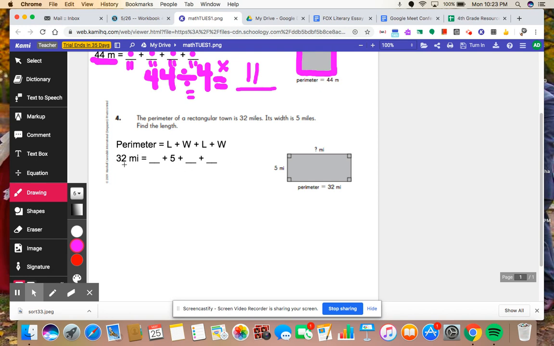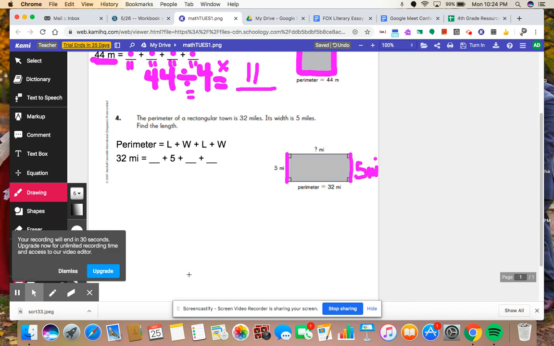Do I have the perimeter? Yes, I have the perimeter, 32 miles. Length is blank. I don't have the length. Width, I have one side, okay? It's 5, so I put a 5 there. Plus blank, I don't have the length. Plus width, I don't have the other width. But again, let's look at what kind of a shape this is. It is a rectangle. So what does that mean? That means that this side, its parallel side, has to be what? 5 miles, okay? Blank plus 5 plus blank plus 5.